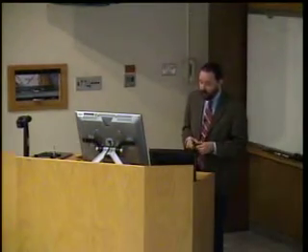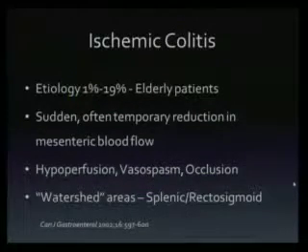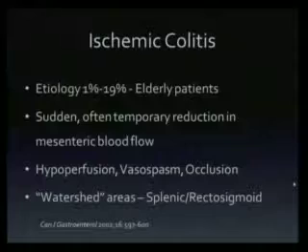If I change the page here and talk about ischemic colitis, we see that the etiology is about 1% to 19% of patients. And we see that it tends to be seen more in elderly patients. Elderly patients because they have a higher risk of cardiovascular complications. They're more likely to have hypertension. They're more likely to have had a stroke. They're more likely to have peripheral vascular disease and cardiovascular disease.